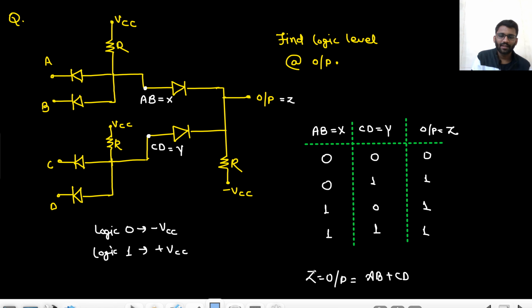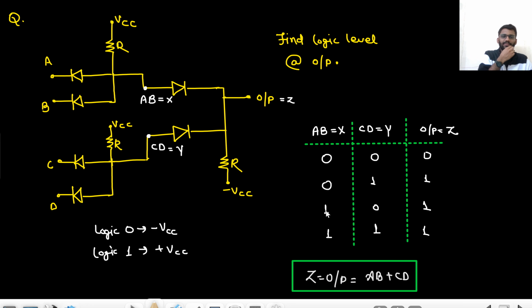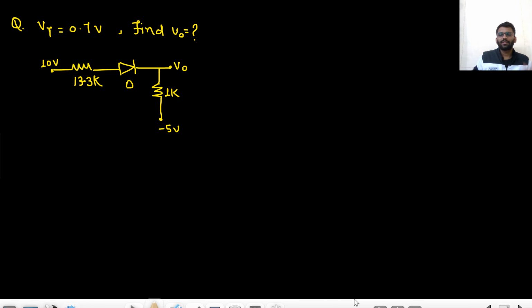In Boolean algebra, 1 plus 1 is 1, not 2. Okay, 1 plus 1 is 1. 1 plus 0 is 1, 0 plus 1 is 1, 0 plus 0 is 0, 1 plus 1 is also 1. So Y is equal to AB plus CD. That is your answer.